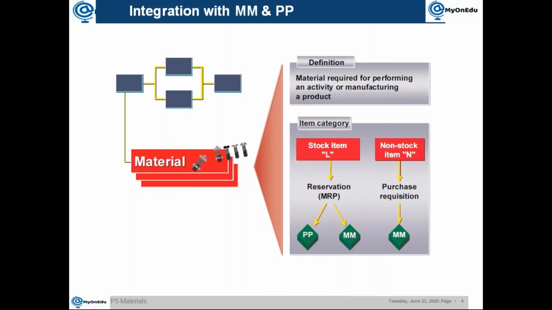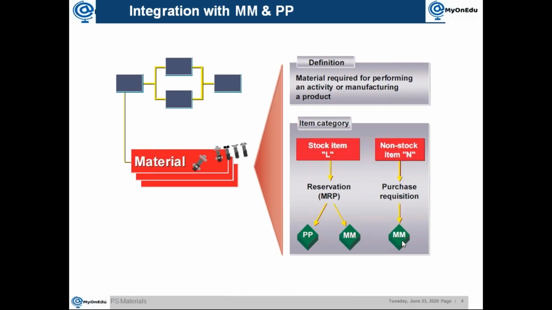So here, when we are talking about a material, basically there are two item categories available when you are doing material planning. One we call a stock item, another one is a non-stock item. For example, stock item is represented by L and non-stock item is represented by N. If you are talking about a stock item, then automatically the system creates a reservation. If it is a non-stock item, then the system creates a purchase requisition.